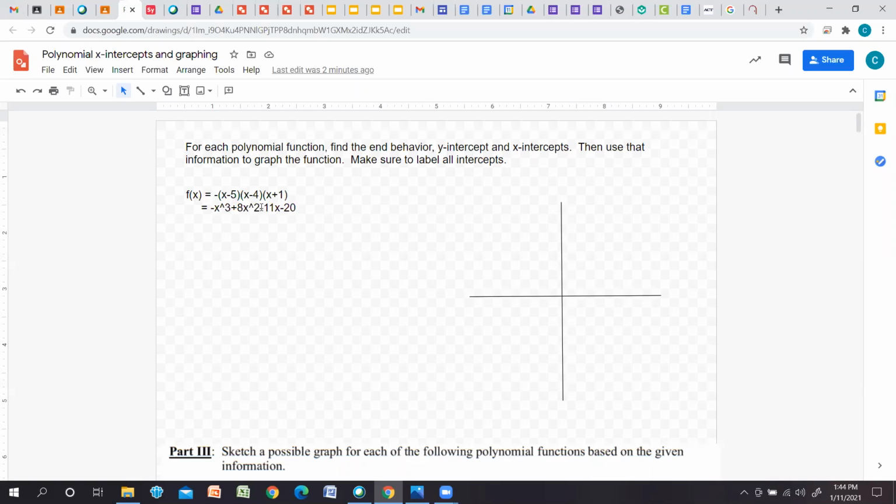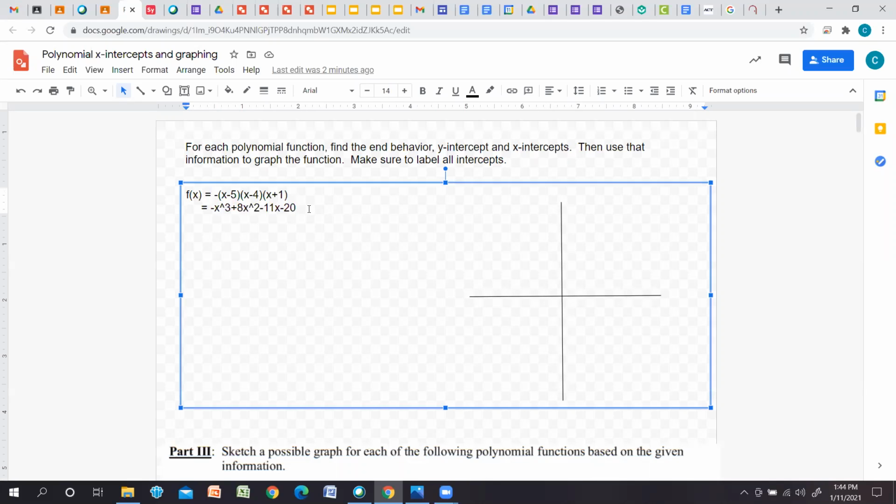f of x equals negative (x minus 5) times (x minus 4) times (x plus 1). That's the factored form. And the standard form is negative x cubed plus 8x squared minus 11x minus 20. So let's first find the end behavior.